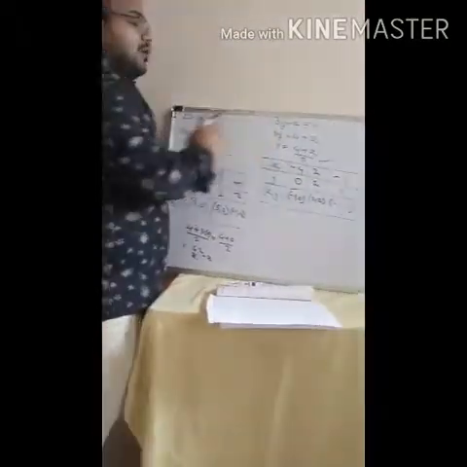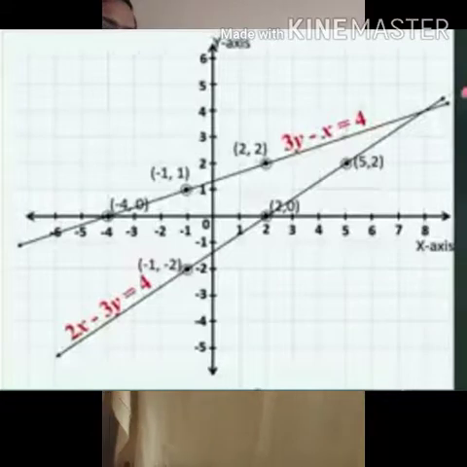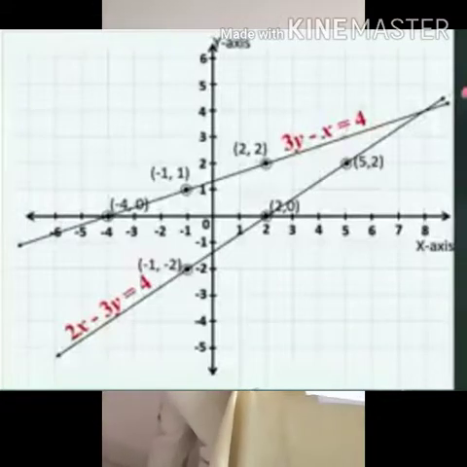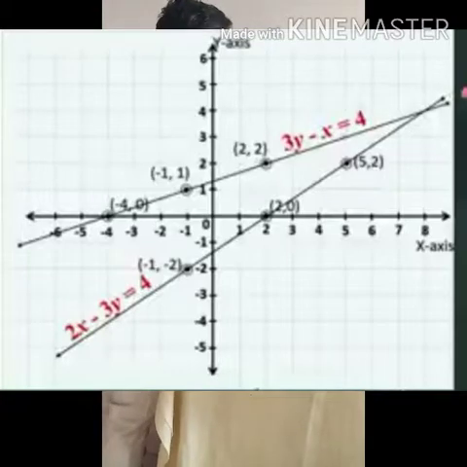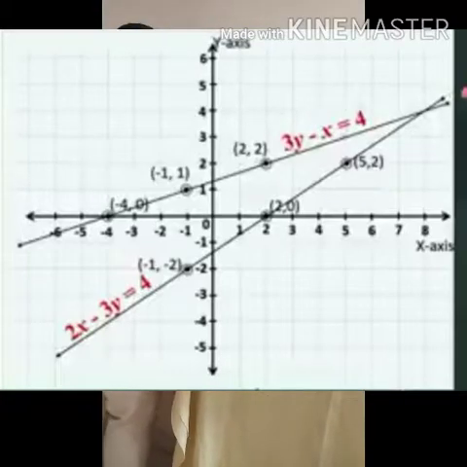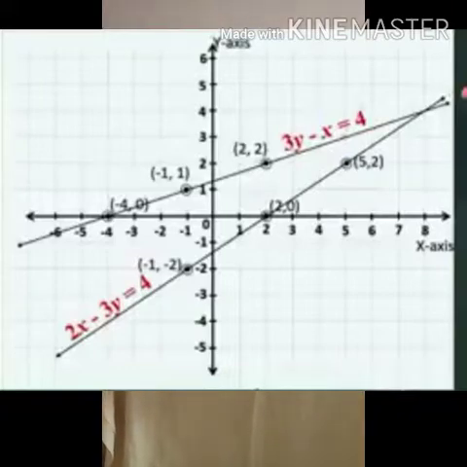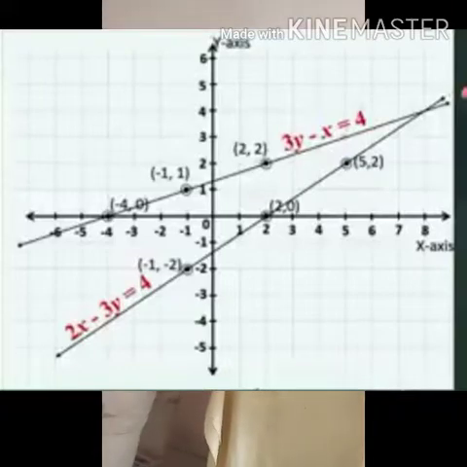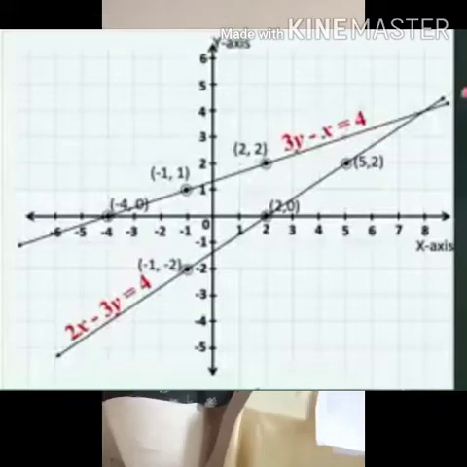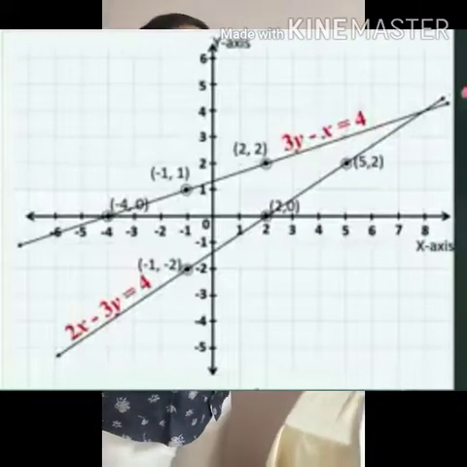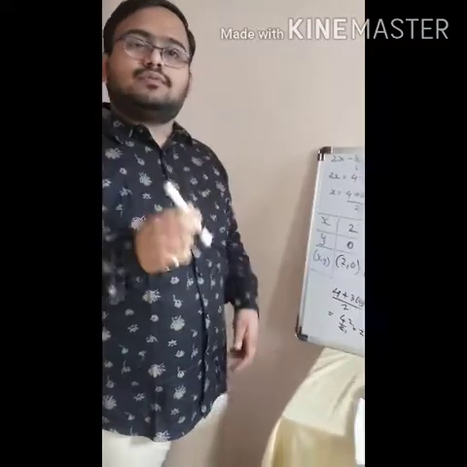Now, again plot the equations here on the graph. Minus 4 on x-axis, 0 on y-axis. 2 on x-axis, 2 on y-axis. And minus 1 on x-axis, 1 on y-axis. Pass a line. Again see where the two lines are meeting or intersecting. Yes? You will get the solution. On x-axis it will be 8 and on y-axis it will be 4. So this is your solution, 8 and 4.